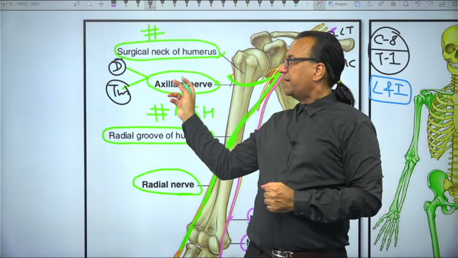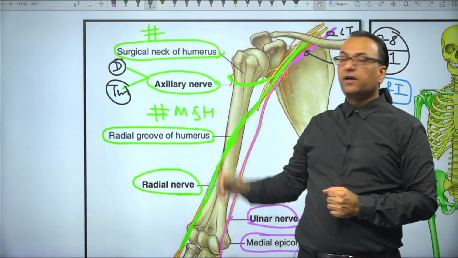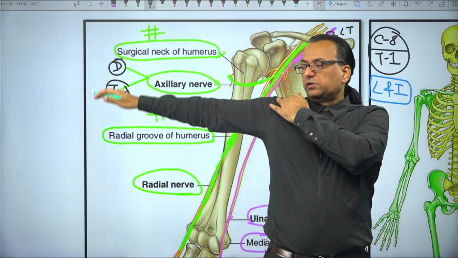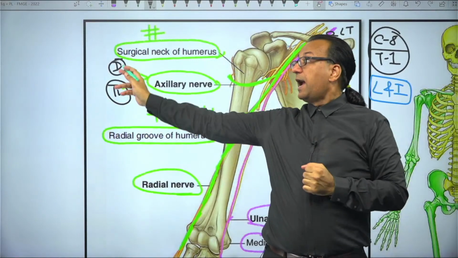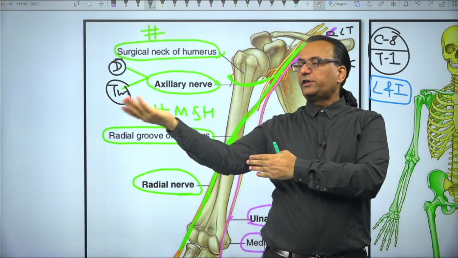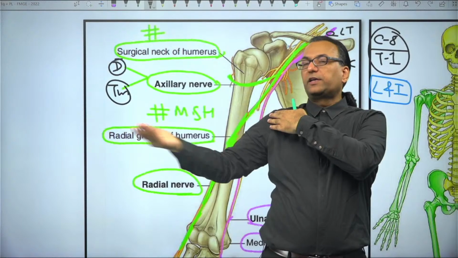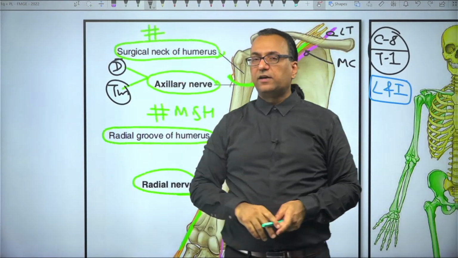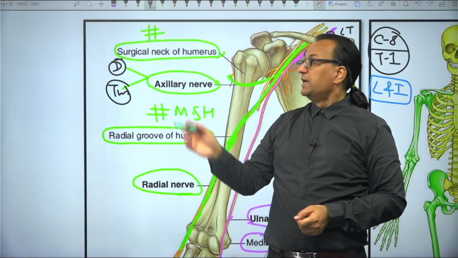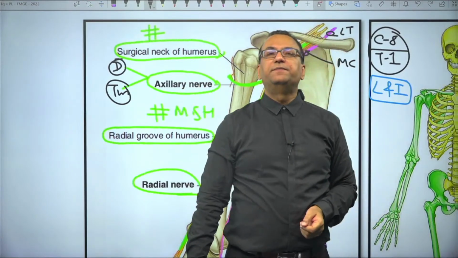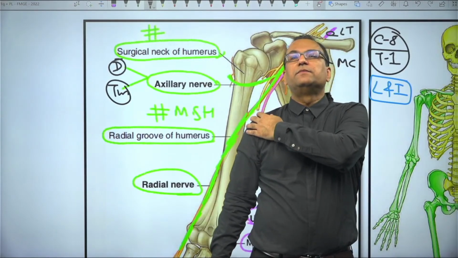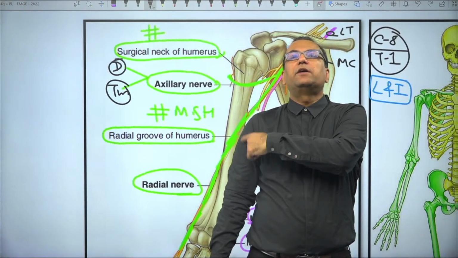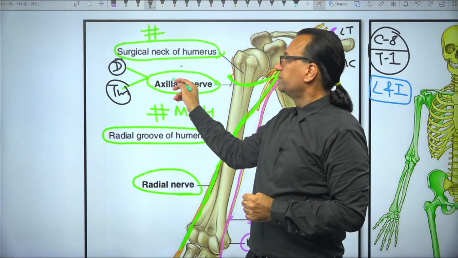So if there is a fracture of the surgical neck of the humerus and the axillary nerve is damaged, there will be a problem of shoulder abduction because the deltoid is paralyzed, and a problem of lateral rotation at the shoulder joint because teres minor, a lateral rotator, is supplied by the axillary nerve. Where will the sensory loss be? Sensory loss will be on the skin covering the lower part of the deltoid, C5 dermatome.